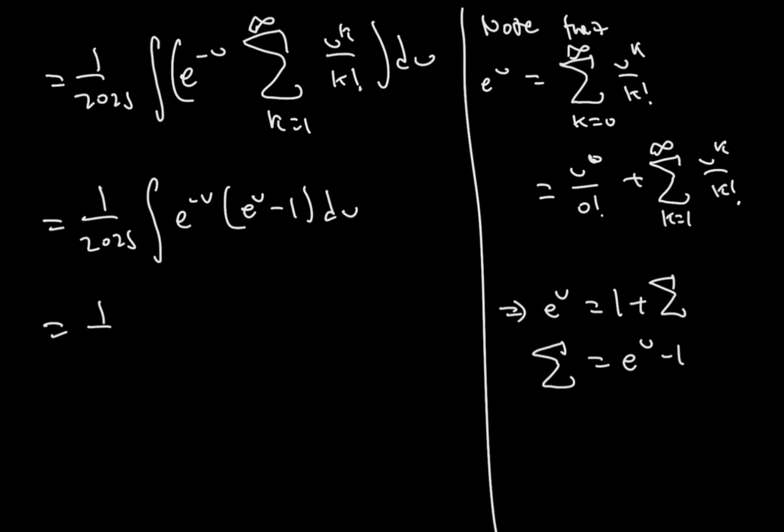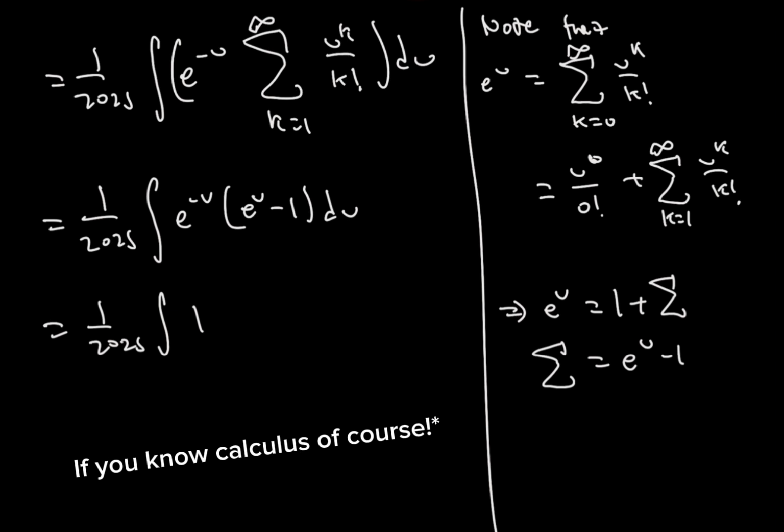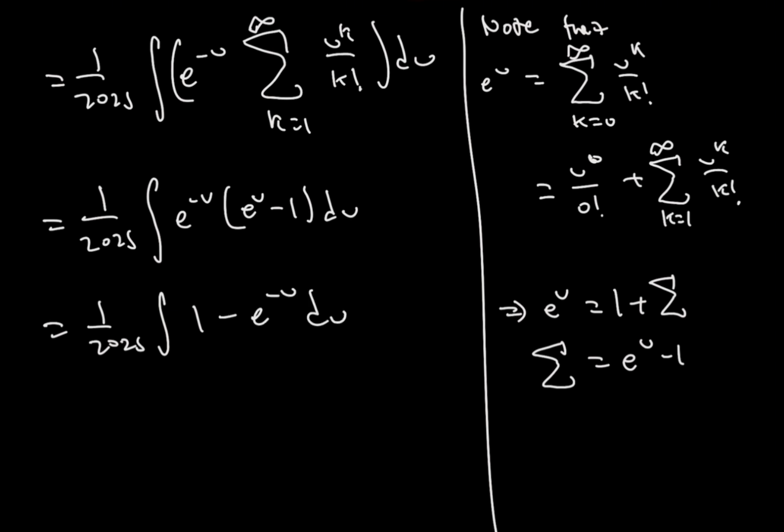Okay, so we have 1 over 2025 times the integral, let's distribute, e to the negative u times e to the u is equal to 1. I hope you know that. And then we distribute again. We get minus e to the negative u du. Okay, so this last expression is actually pretty easy to find, right? You can split the integral and then do another u sub if you want. But what you're going to end up getting is 1 over 2025 times u plus e to the negative u. And then don't forget we have to add our c.